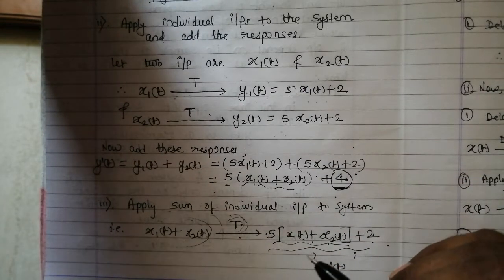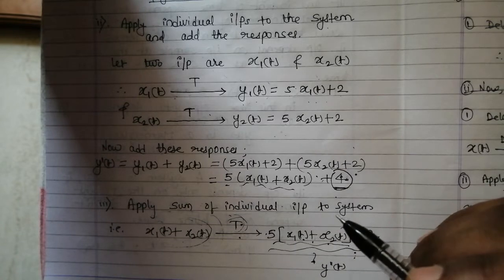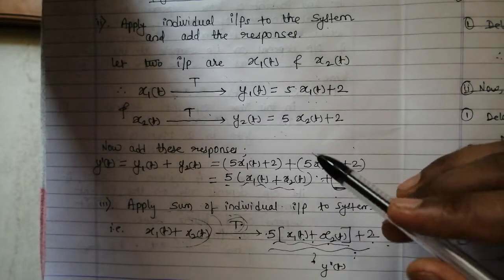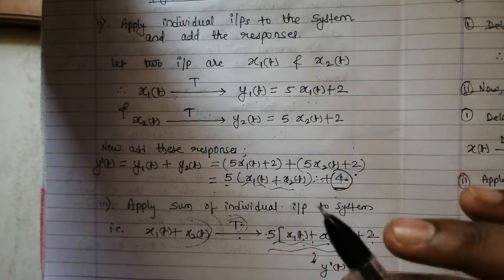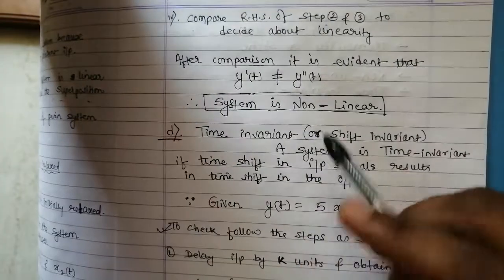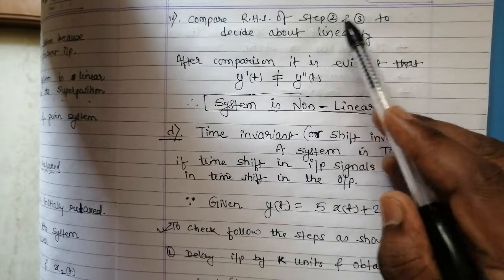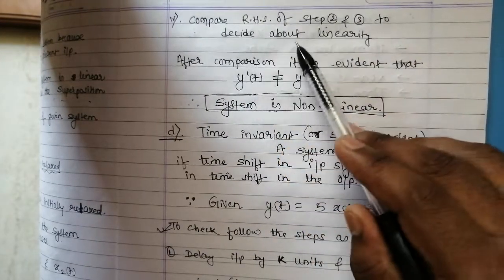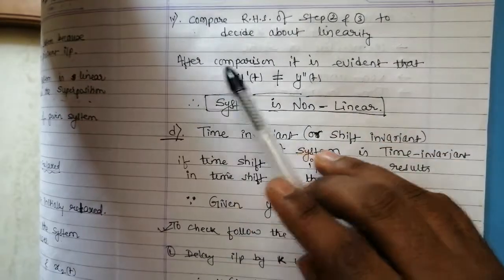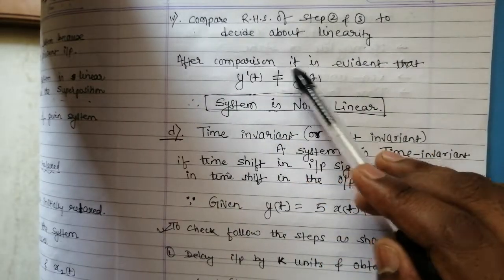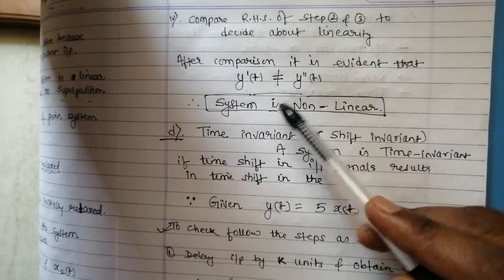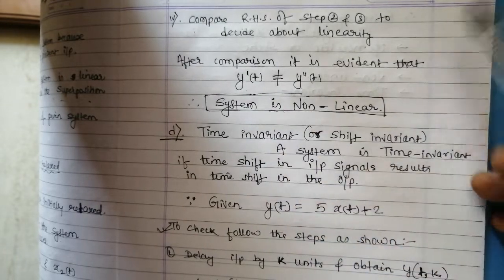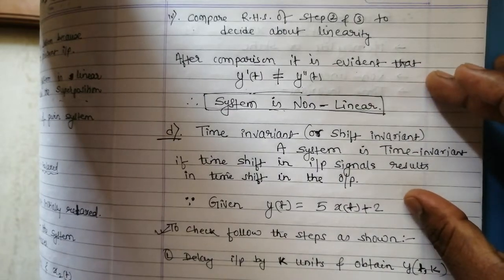तो अगर हमें कहना है कि सिस्टम लीनियर है या नॉट लीनियर, तो for a system to be linear, these two steps' output has to be equal. So I have made a comment here. Let us compare the RHS of step 2 and step 3 to decide about the linearity. After comparison, it is evident that y dash of t is not equal to y double dash of t. So that's why the system is non-linear. Okay, fine. So I hope this is also clear here.